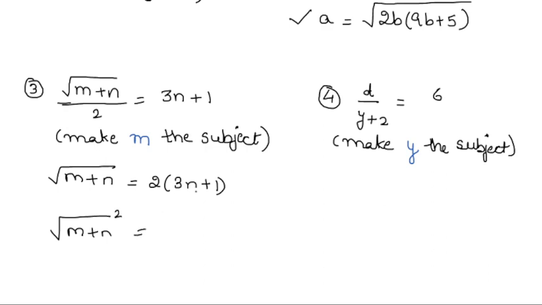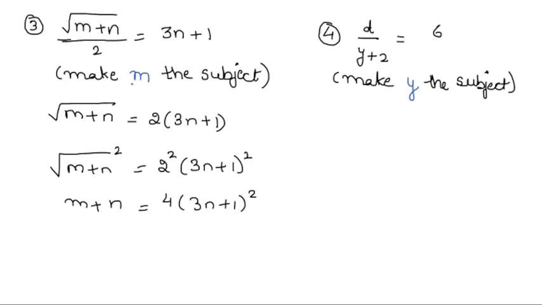So things are squared both sides. I get 2 squared, 3n plus 1 squared. As I told you, root and square are opposite operations and they cancel out, and I'm left with m plus n is equal to 2 squared is 4, and I am not squaring it, I am leaving it as it is, 3n plus 1. It is your call, you can go ahead and expand this bracket.